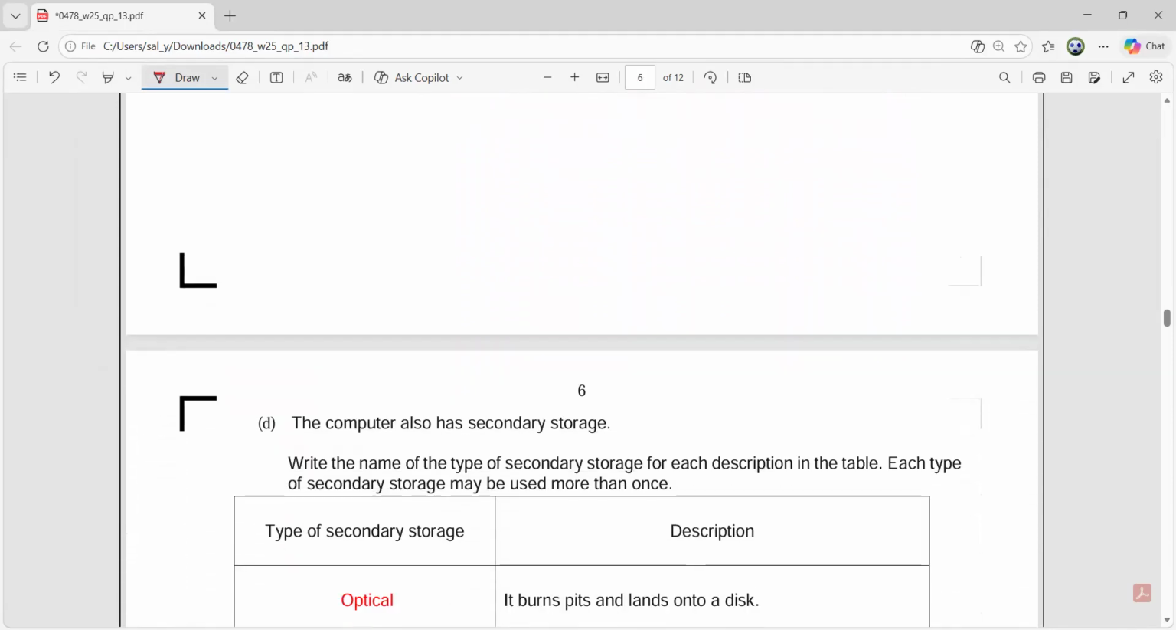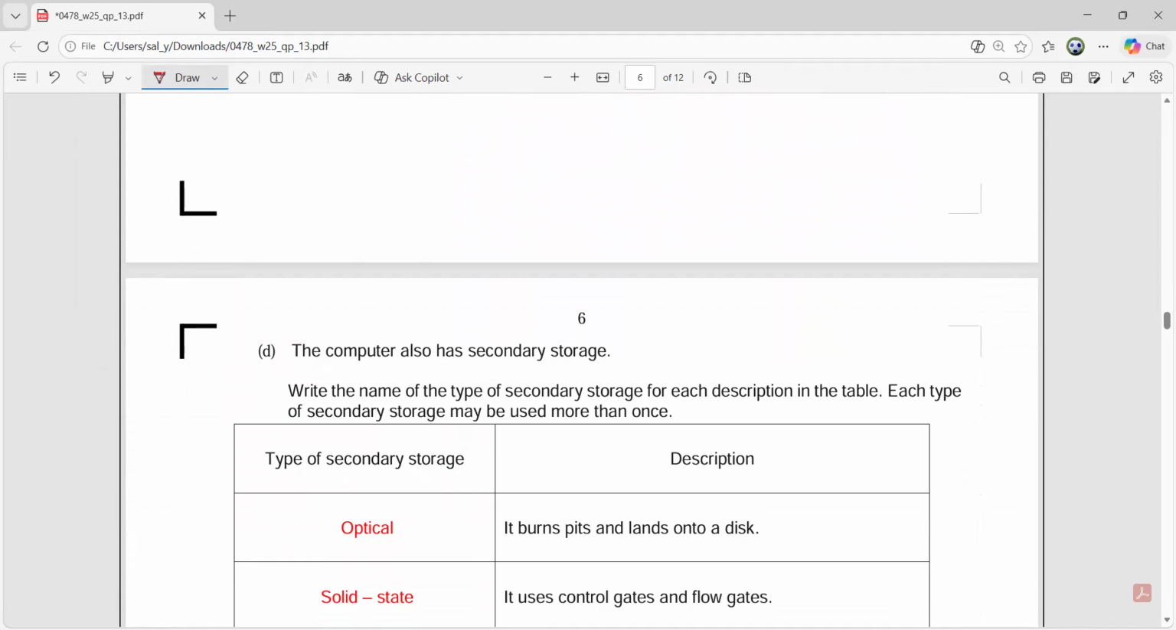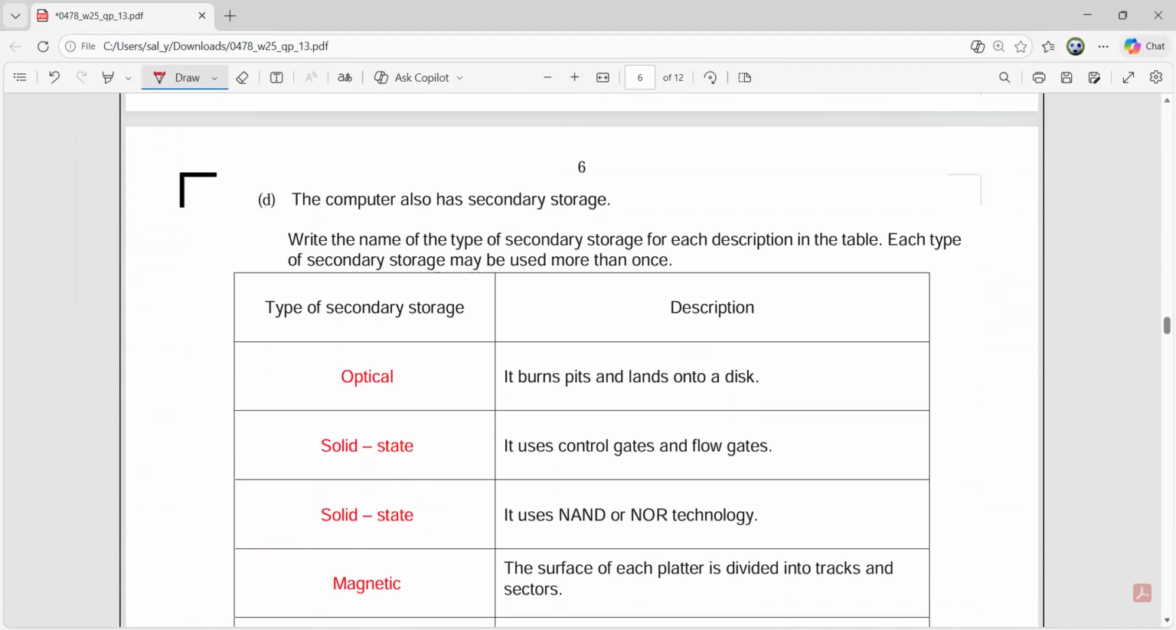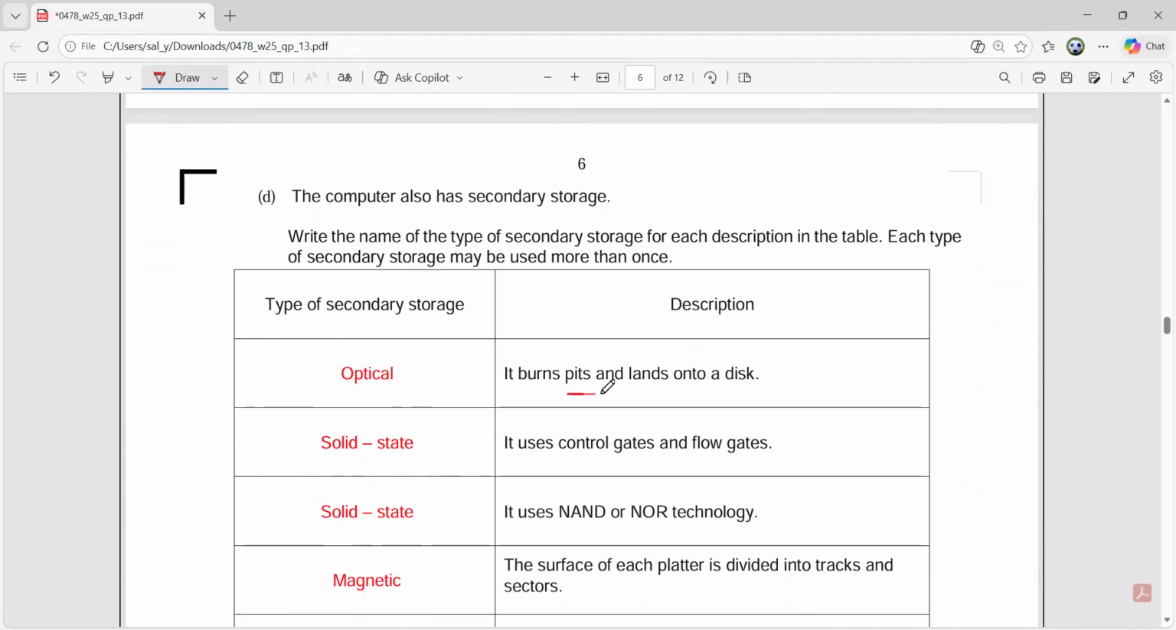It's correct. Part D. The computer also has secondary storage. Write the name of the type of secondary storage for each description in the table. Each type of secondary storage may be used more than once. Now look at the description. It burns pits and lands onto the disk. So now name the type of the secondary storage.